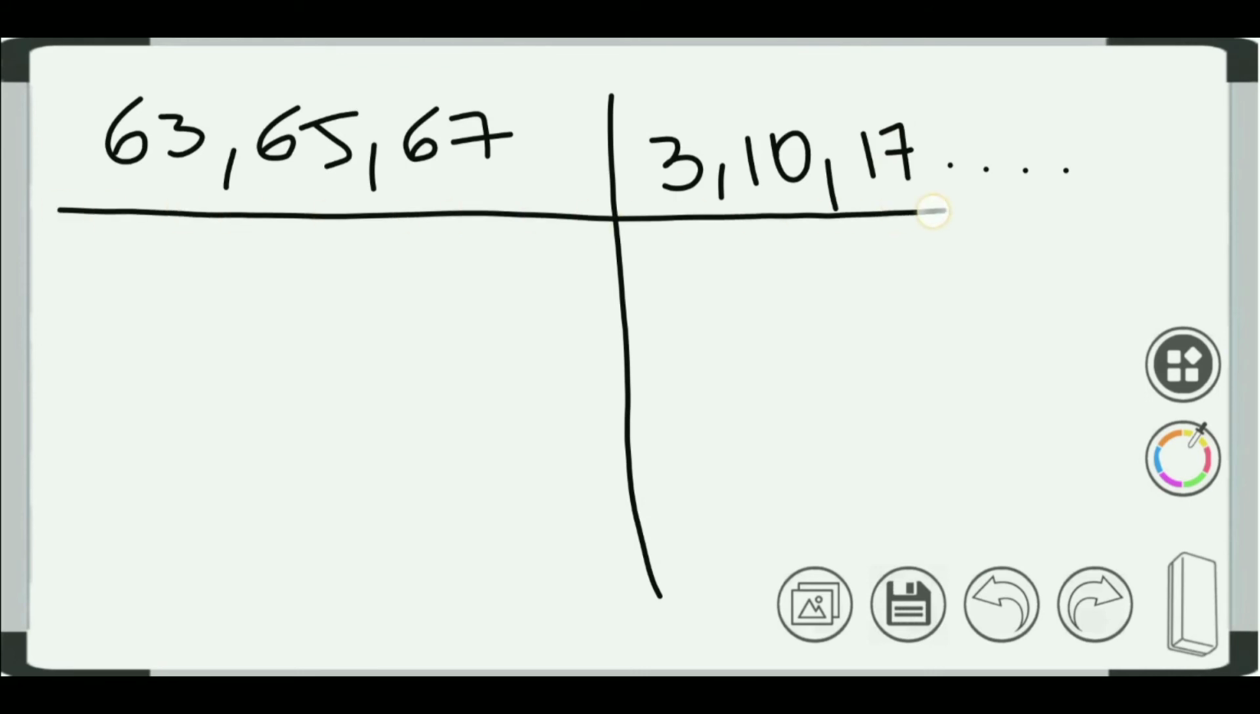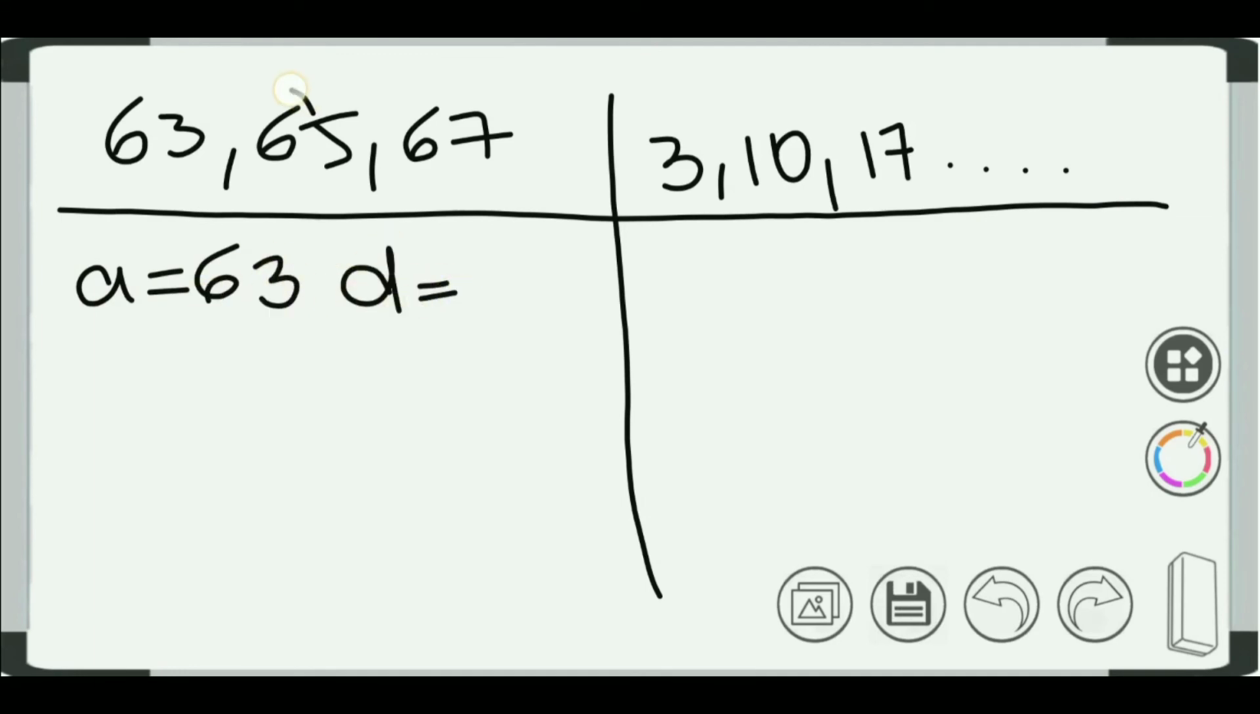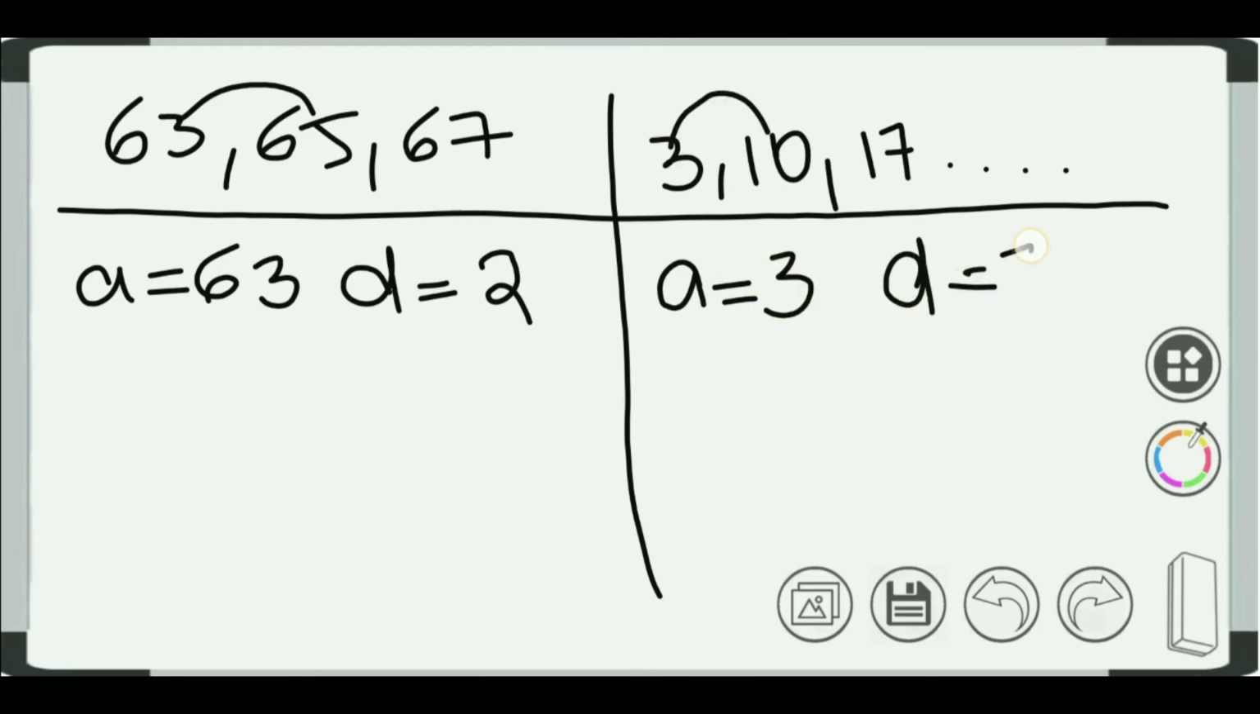First of all, we can write the given details. A is equal to 63. What is D? 65 minus 63, 2. Here, what is A? 3. D is 10 minus 3, 7. See here, what is the nth term? Nth term means An equal to a plus n minus 1 into d.